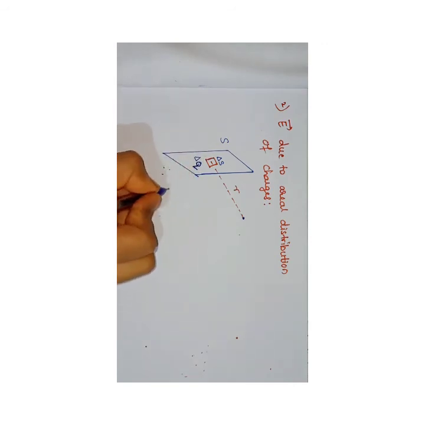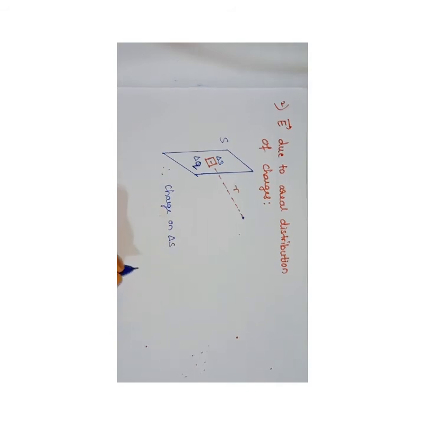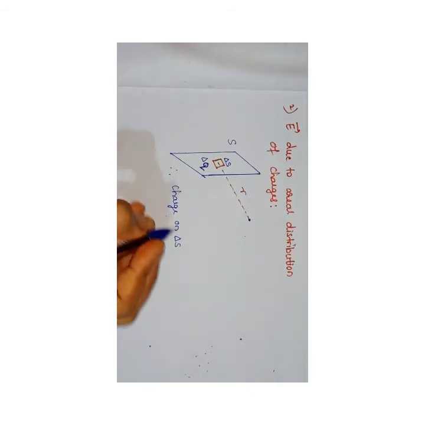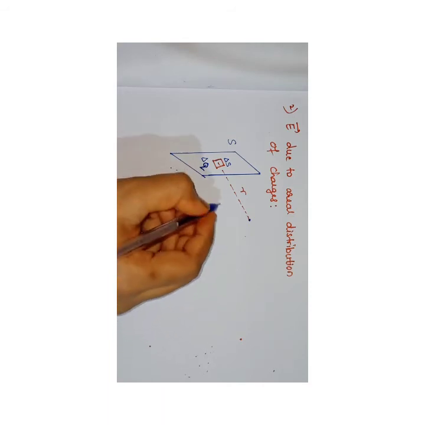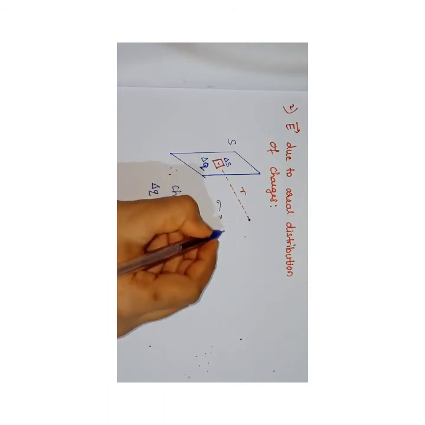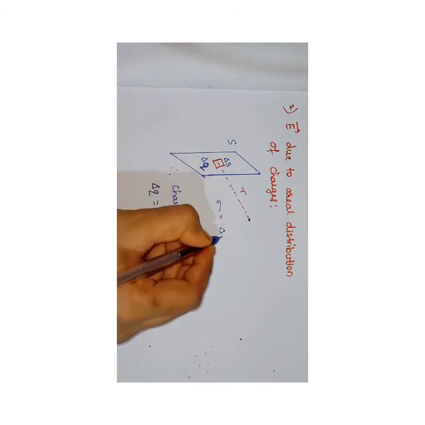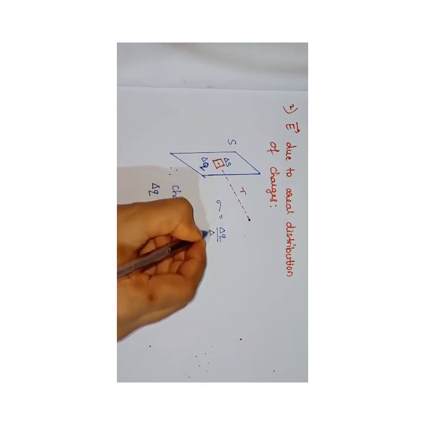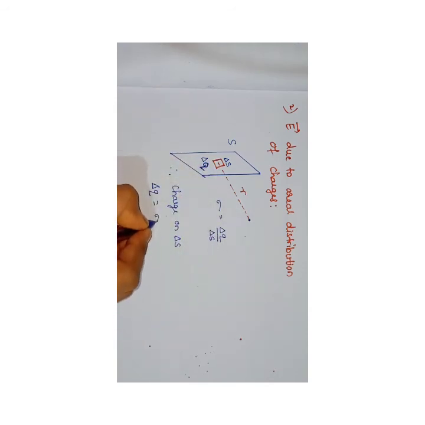Therefore, the charge on this delta S, the small area element. Can you find delta Q? Delta Q is equal to, what is sigma? Sigma in this case is delta Q by delta S. Therefore delta Q is equal to sigma into delta S, right?